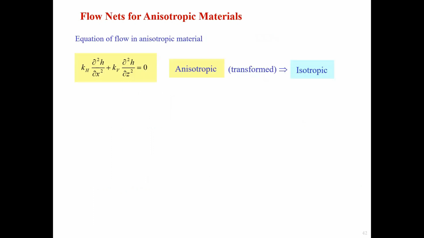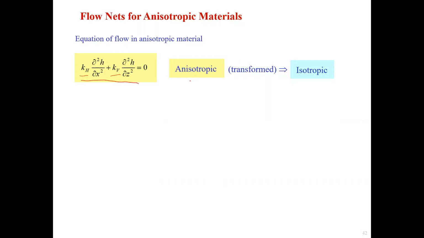So next is the flow nets for anisotropic materials. Recall in lecture 3, the steady state flow in an anisotropic material having a horizontal permeability of KH and vertical permeability of KV is governed by this equation. So what we need to do is transfer the anisotropic case to the equivalent isotropic case.